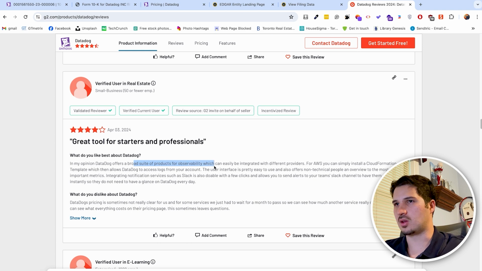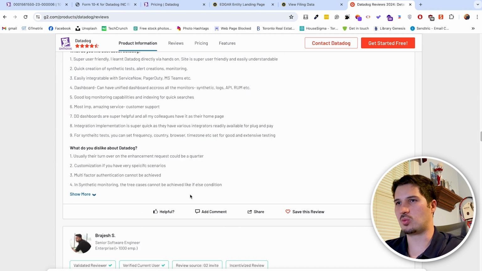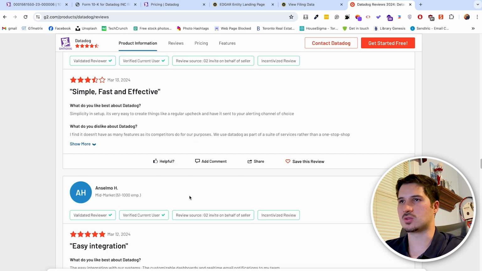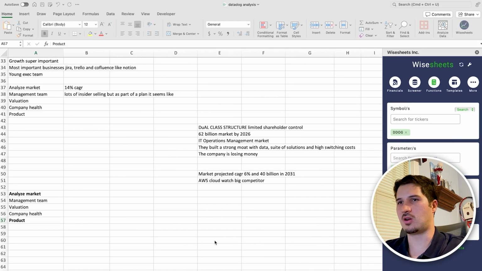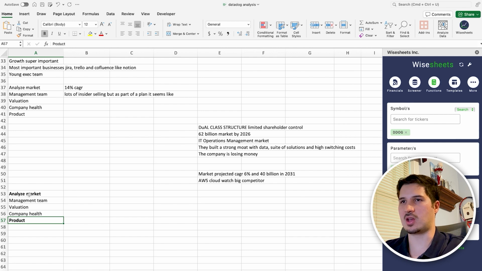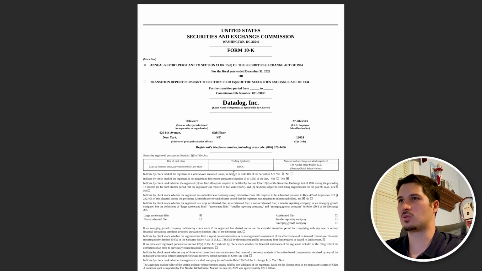Broad suite. Okay. So the pricing. It really comes down to the pricing, guys. That's what we see right now. But other than that, the company seems to be offering a really good product. So now we've analyzed the market, we've analyzed the product. Let's look at the management team. Let's see what's up with them.